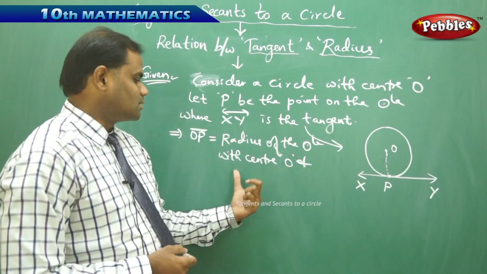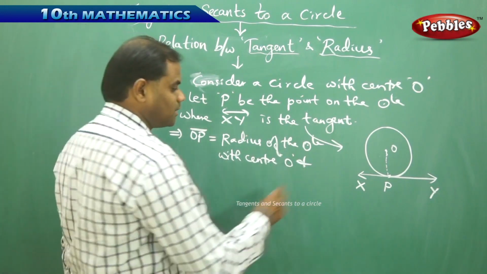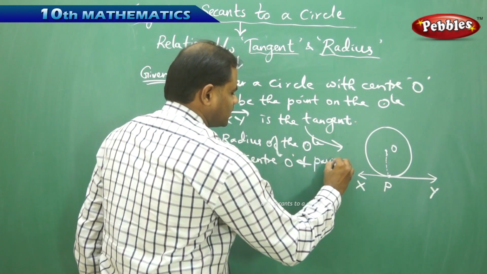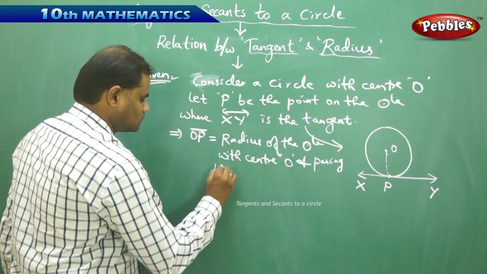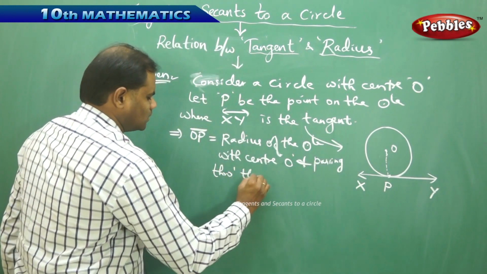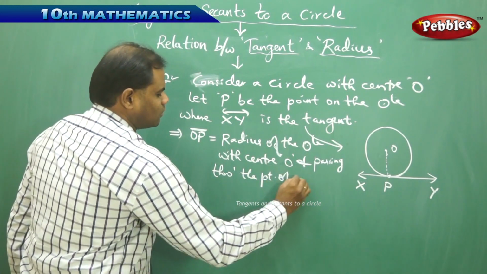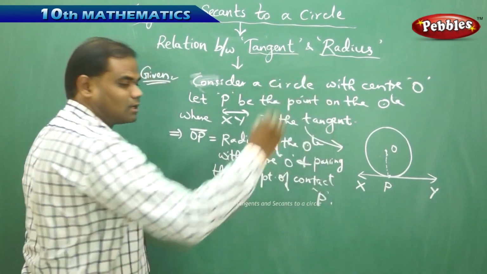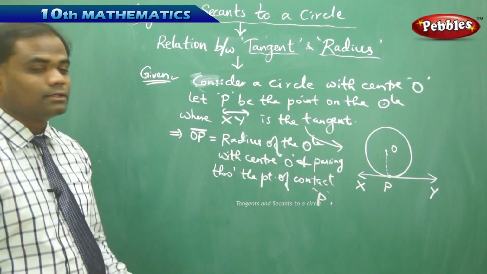OP is the radius of the circle with center O and passing through the point of contact P. This is how I understand the given part.